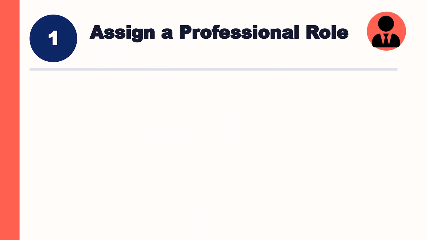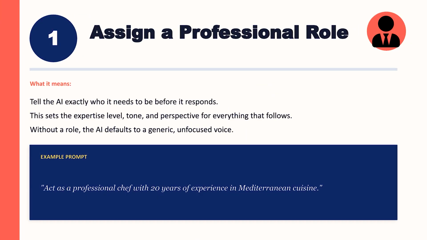Step 1 is to assign a professional role. Tell the AI who it needs to be before it responds. This sets the expertise level, tone, and perspective. Without a role, the AI defaults to a generic voice, which is rarely helpful.